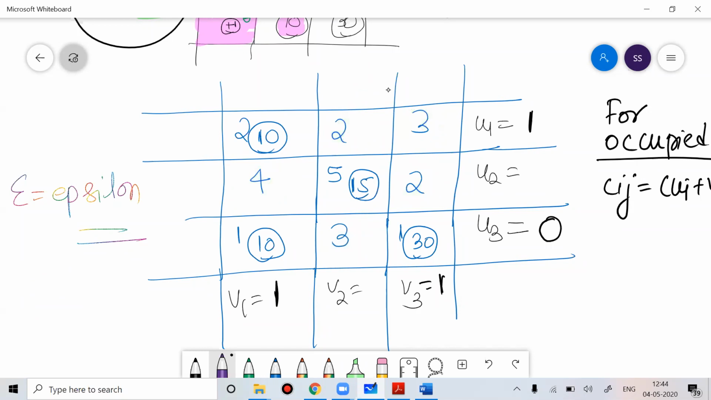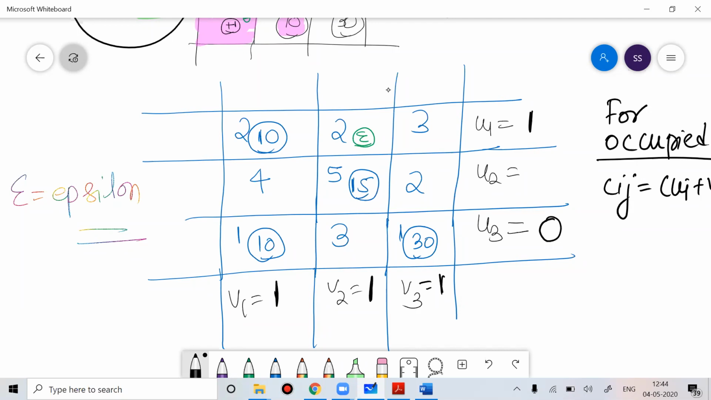For choosing the epsilon, we prefer the cell which has the minimum value. There are two such cells, either this or this. You can choose any cell, it doesn't matter. You put the value epsilon in that cell. By putting epsilon in this cell, this cell becomes an occupied cell. Now you can find the value of V2.